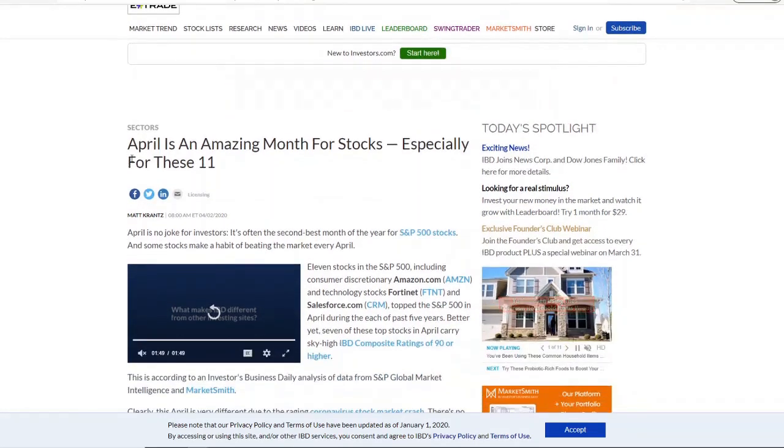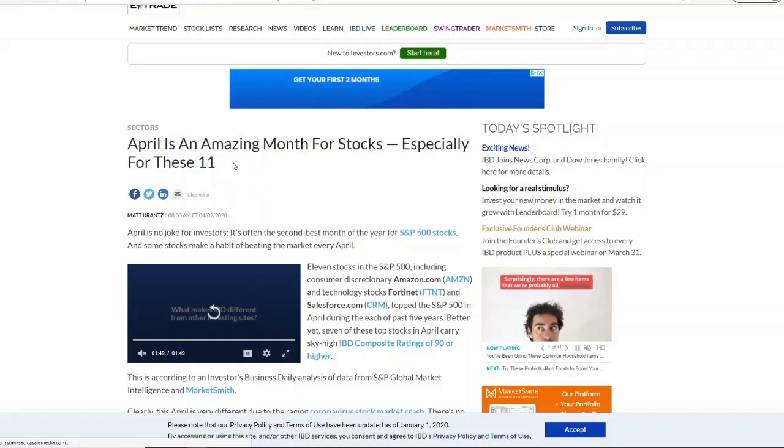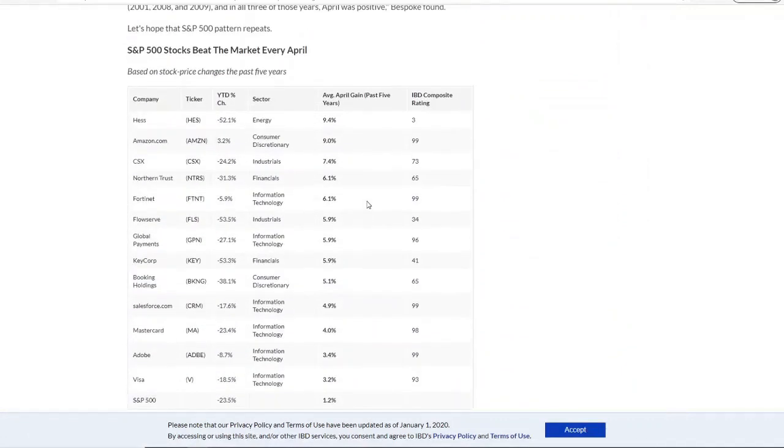So it says here, this is the heading of the article: April is an amazing month for stocks, especially for these 11. The stocks I'm about to show you on this list might be at a high price for most people. This analysis is based on the price change in the last 5 years in April. April is said to be historically one of the best months for stocks, especially S&P 500 stocks, and also the overall market. I want you guys to be aware of that.